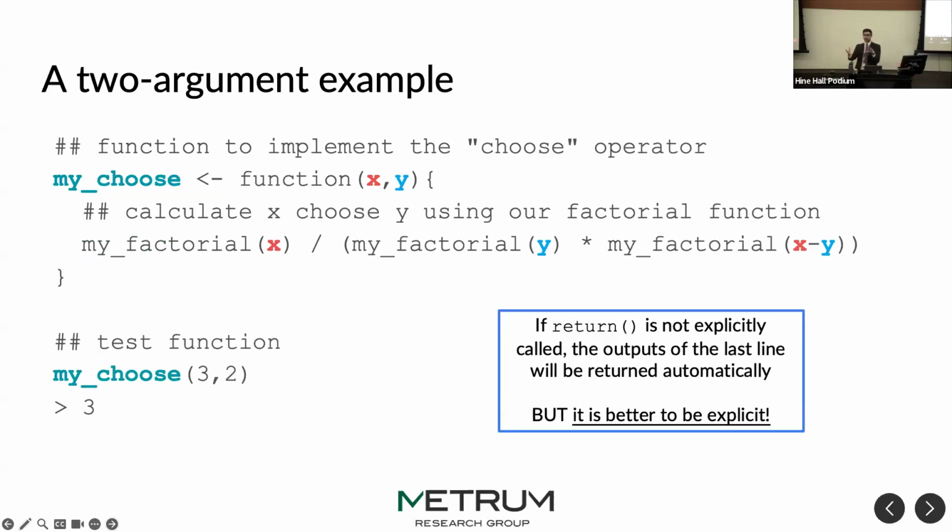You'll notice return is not used in this function. If you don't use return explicitly, it will just return the last object that was output to the console within the function. So I'm not storing this. I'm just creating it, and it's returning it automatically. I would say this is bad practice. You want to be explicit with your code and say, return this value. So I just did this as a bad example.